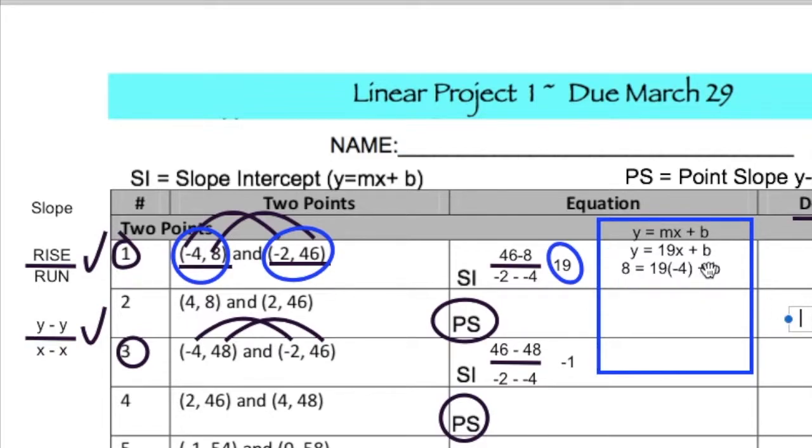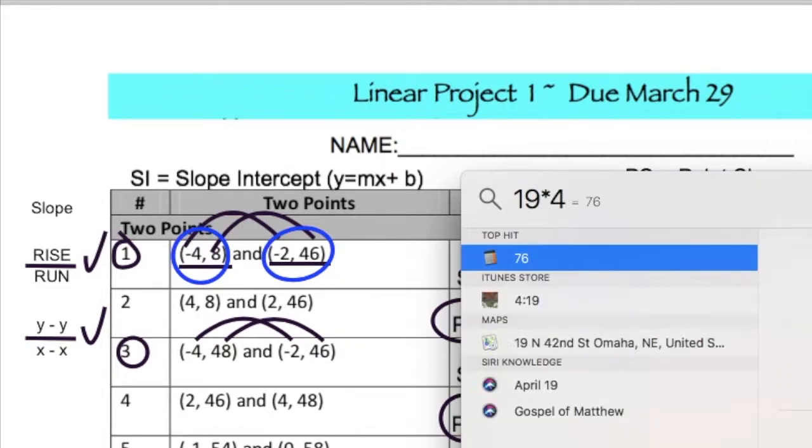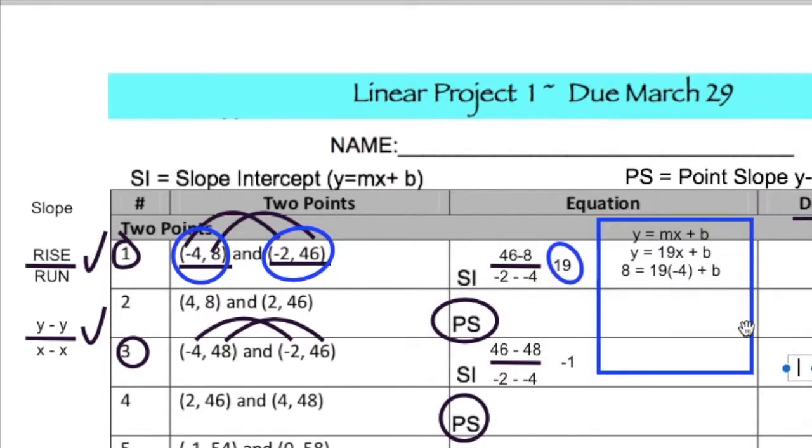Okay, now I'm going to isolate the variable b right here by getting rid of whatever 19 times 4 is. So 19 times 4 is 76, I believe. Let me just double check. 76, so that's a -76. So I'm going to write down here 8 equals -76 plus b. Okay, and you might want to have a little shortcut here and not show all of these steps, but I'm going to show them for you.